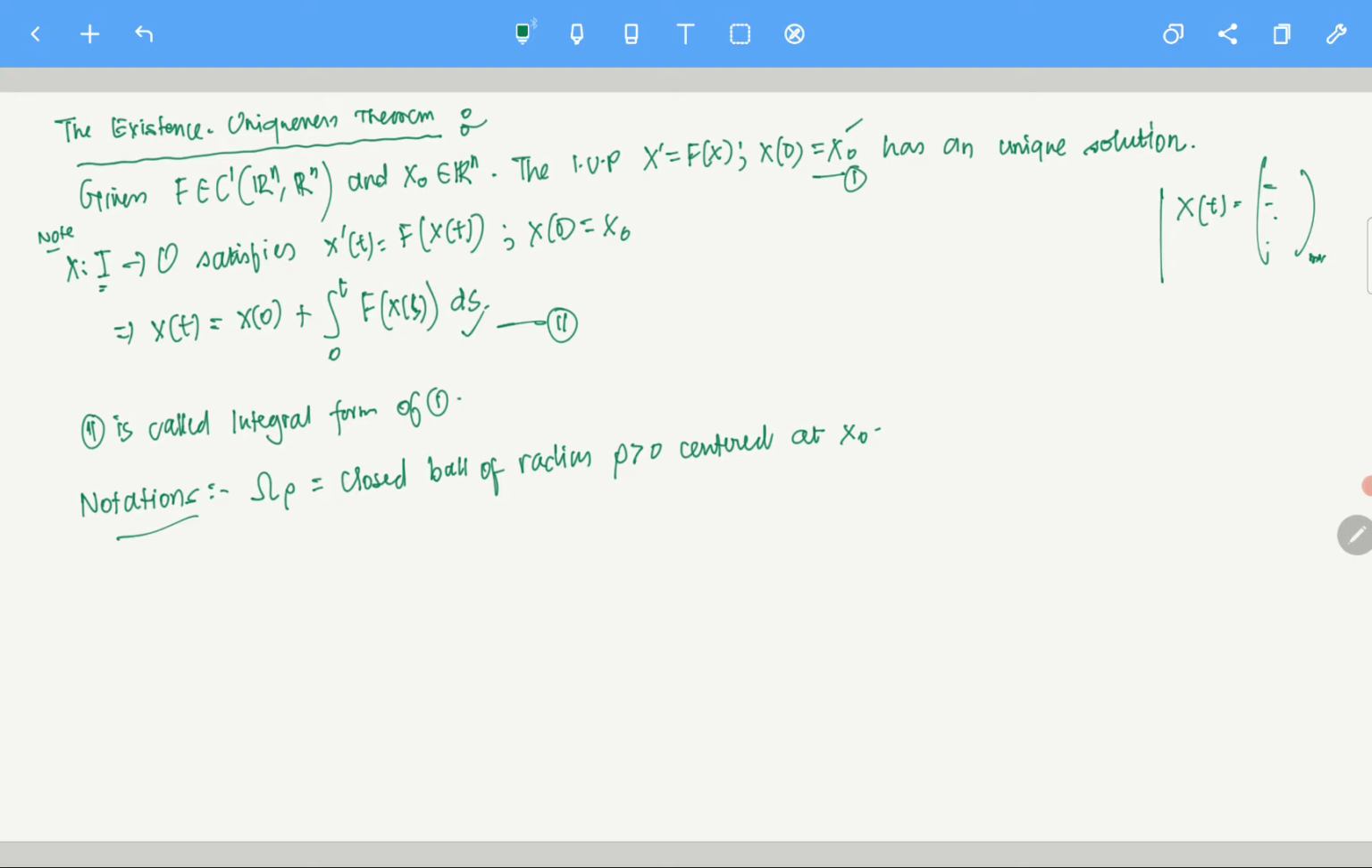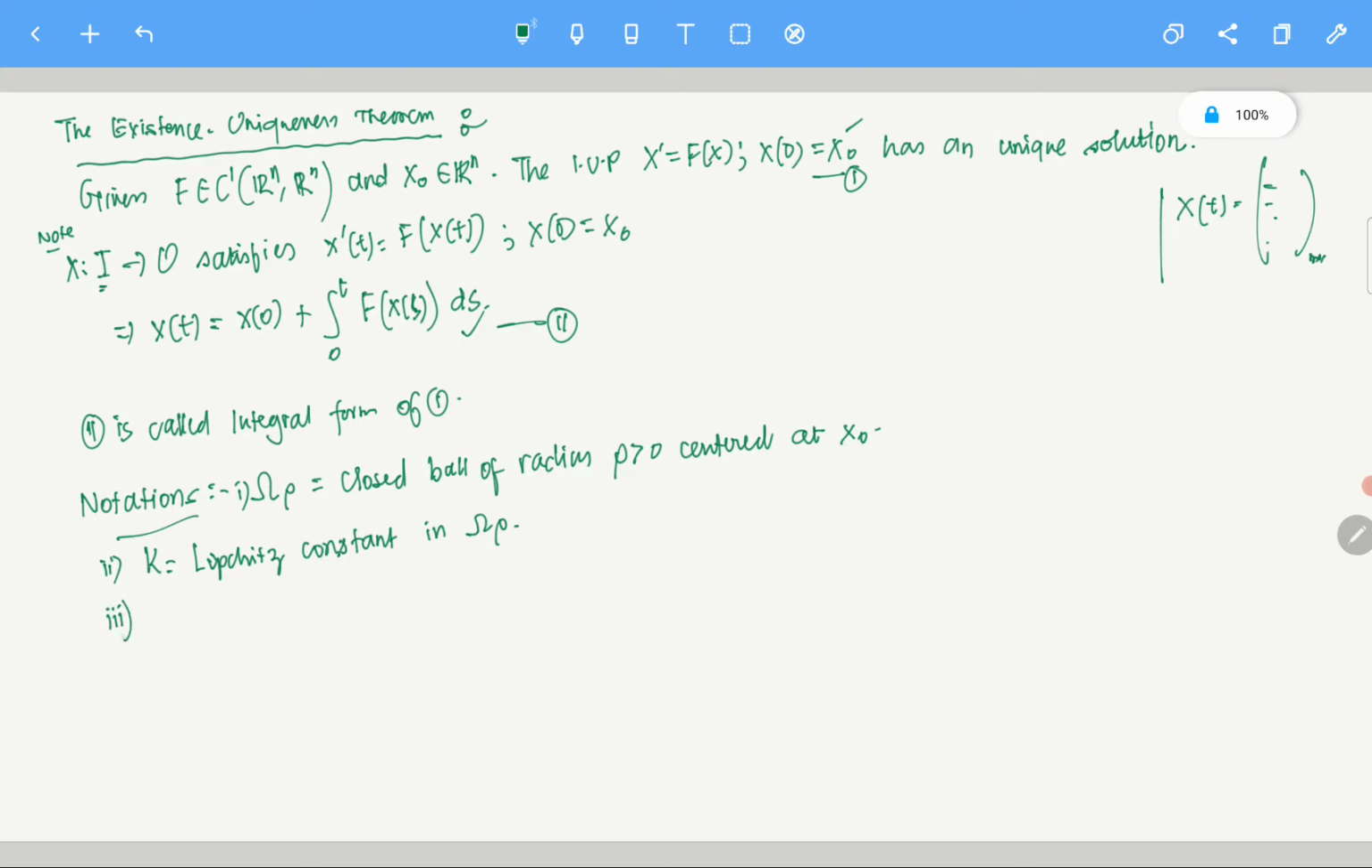Since f is C1, it is locally Lipschitz, right? That's what we looked at last class, or rather that was part of an assignment. So let's say that for this omega rho, k is the Lipschitz constant in omega rho. I hope this is clear. If you change rho, k may change, it depends on f, but generally it will change. So k corresponds to that rho. Clear?